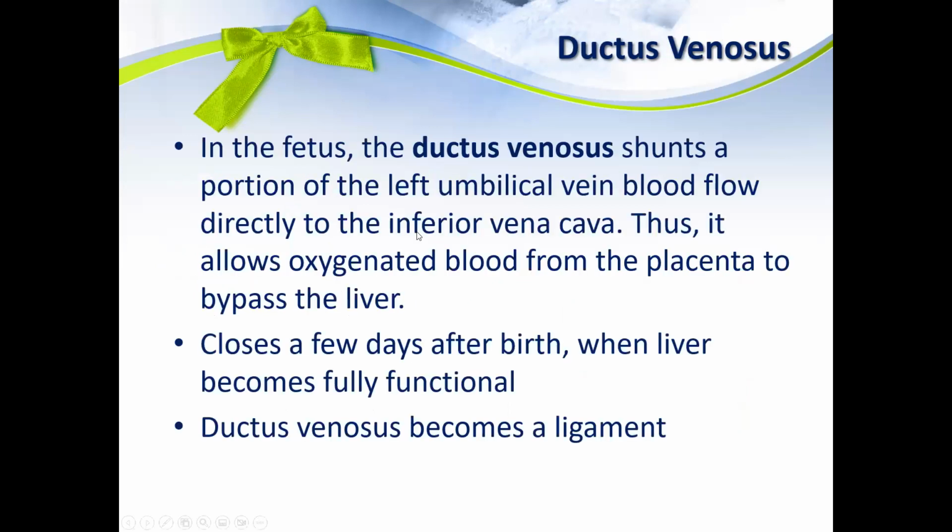All right, so we also have the ductus venosus. That's short. That shunts that blood from the left umbilical vein directly into the inferior vena cava, allowing the oxygenated blood from the placenta to bypass the liver. It closes a few days after the birth. Remember, right after birth, the liver's a little immature still, but it will start to gradually fully function, and then the ductus venosus won't be needed anymore, so it's going to turn into a ligament.